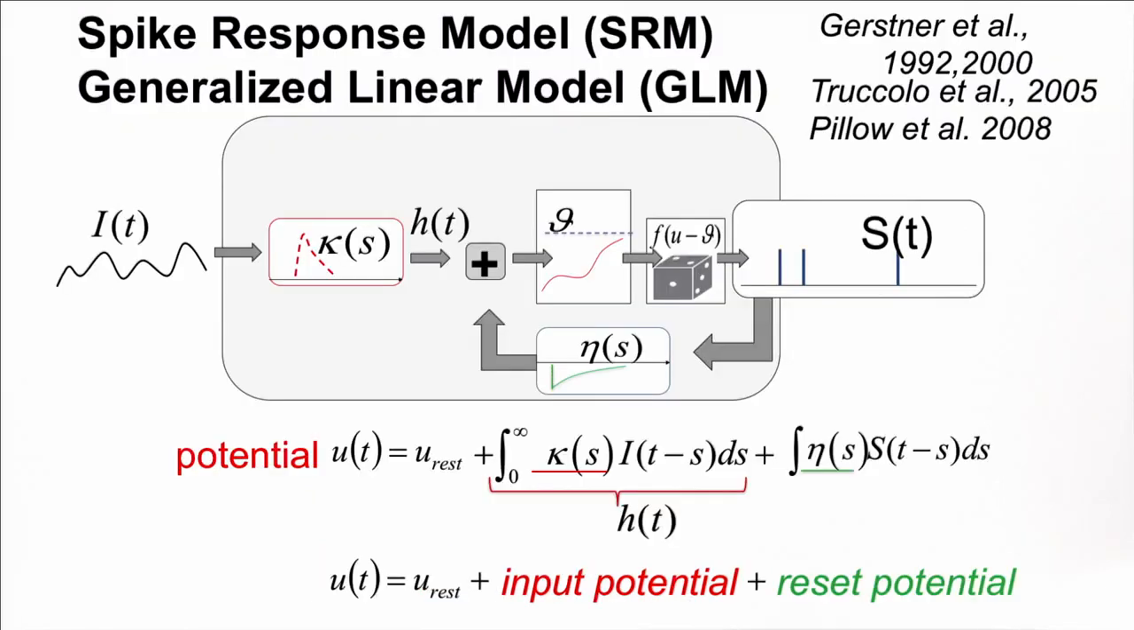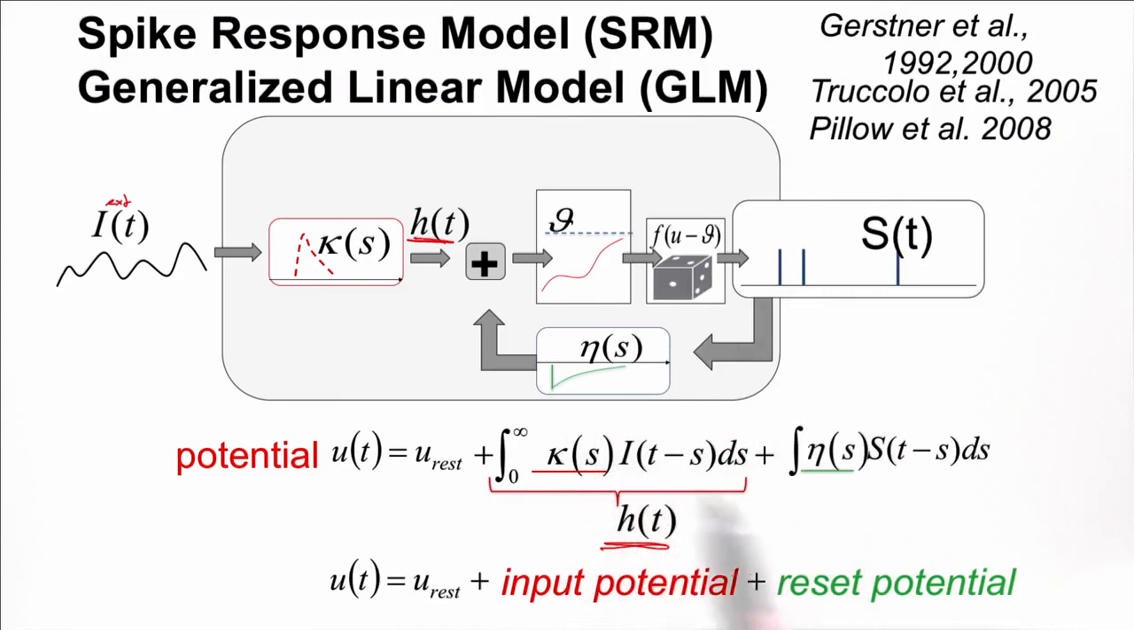So here again, the summary slide. I have my external input. I put it through a filter. The filter would be the exponential filter, but it can be something else. But for the standard leaky integrator, it's just an exponential filter. After integration, I have the input potential. It's up here. I compare with a threshold, either the noisy way or the deterministic fashion.